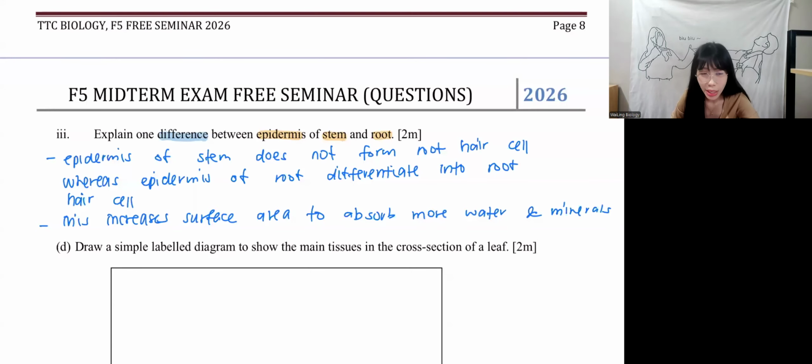So if you want to write cuticle, you can say epidermis of stem does not have cuticle, whereas the epidermis of root has a cuticle. This allows the root hair cell to absorb water. Why do you need to write the function? Because it asks you to explain. Usually explain requires you to explain the function, unless it's a statement. If it's a statement, then you don't have to explain your answer. So you have to see whether the word used is explain or state.